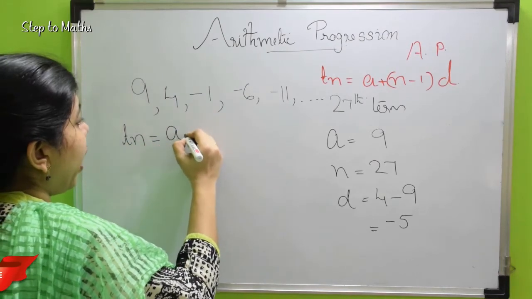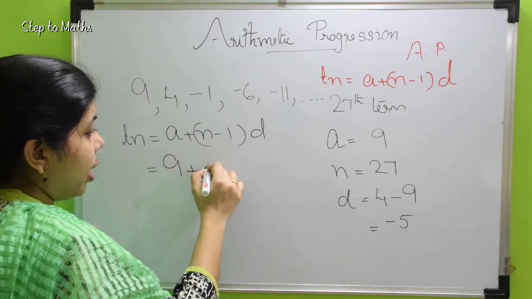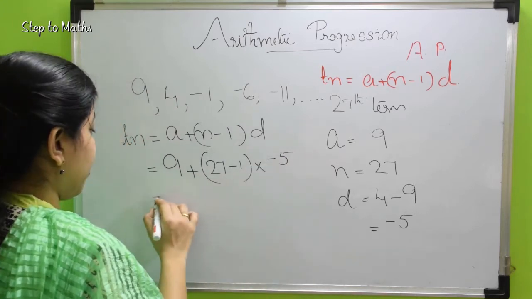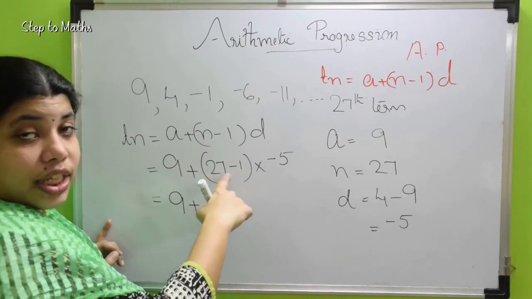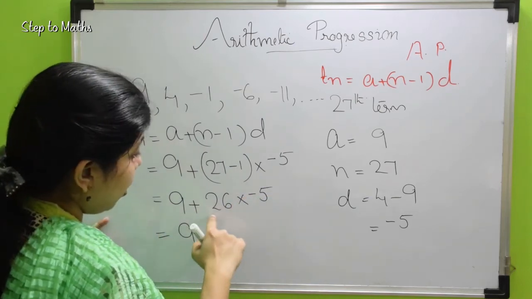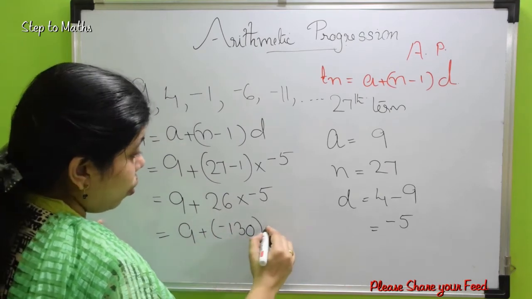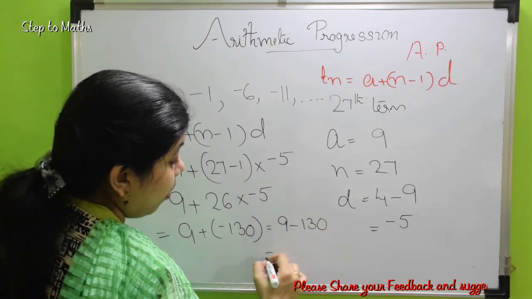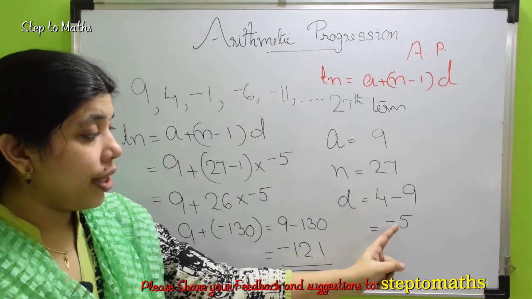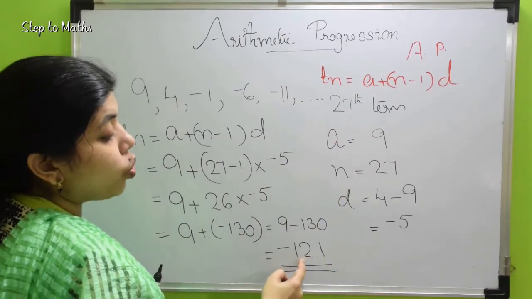The equation Tn is equal to a plus n minus 1 into d. If we substitute the values, a is 9 plus n minus 1 is 27 minus 1 into d is minus 5. That is equal to 9 plus 26 into minus 5. 26 into minus 5 is minus 130. So that is equal to 9 minus 130, which is minus 121. For the given arithmetic progression, the value of d is minus 5, so terms are in decreasing order. So the 27th term is minus 121.